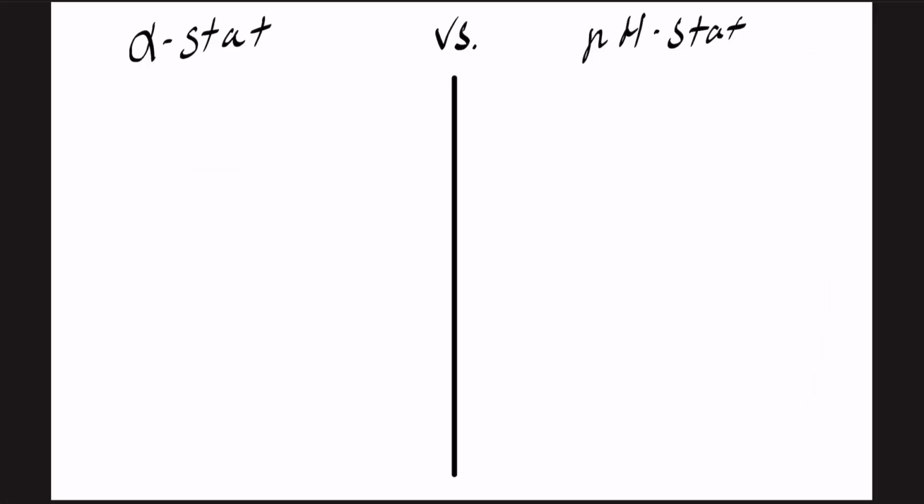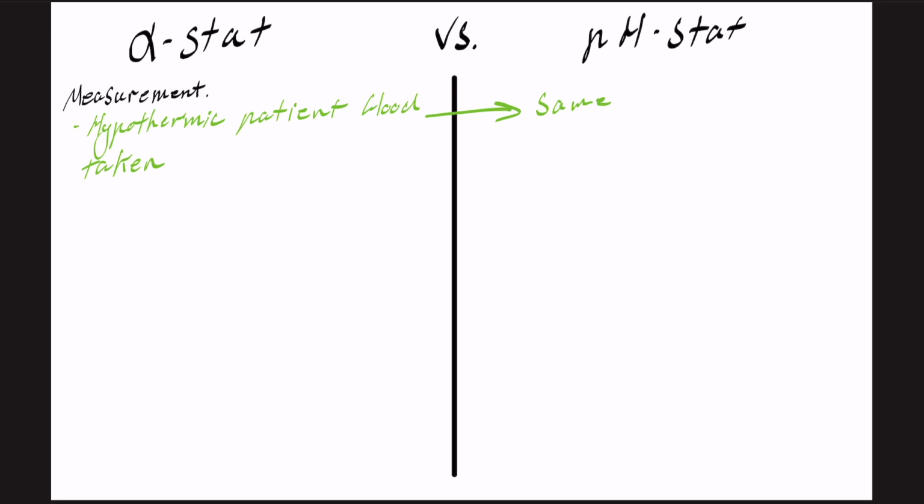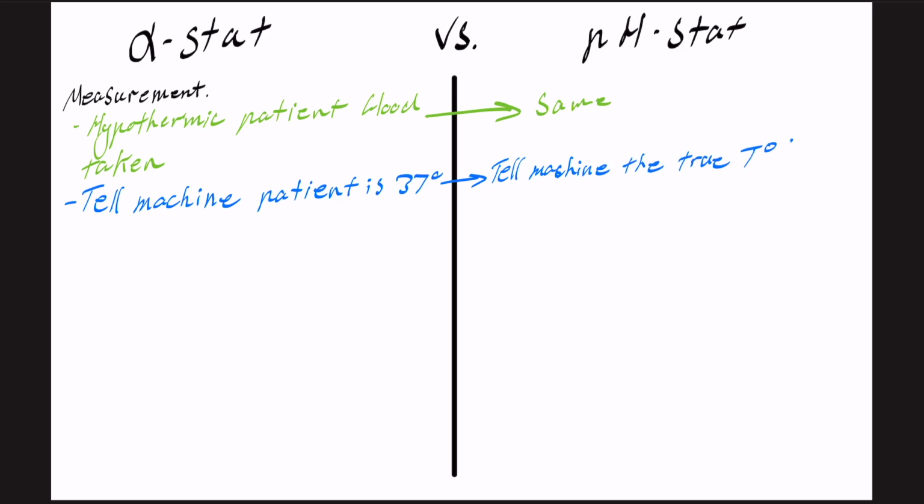So if we compare and contrast our alpha stat approach and our pH stat approach, we take the blood from the patient while they're hypothermic in both cases, but it's the number that we put in the machine for temperature that changes. In the alpha stat approach, you'll put 37 degrees into the ABG machine, and the machine will rewarm the blood, measure the blood at 37 degrees, and base all the measurements on that 37 degree sample. With the pH stat approach, you put the patient's true temperature in, and the machine will then calculate what the partial pressures are based on that temperature.